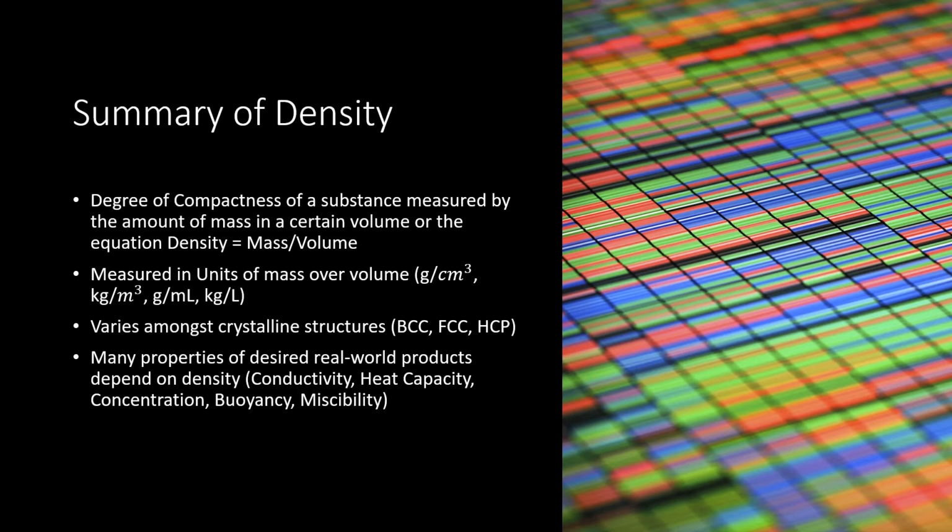So just to give an overall description of density, density is the degree of compactness of a substance, and it can be measured by the mass of a substance over its volume, or you could simply say the equation density equals mass over volume. Common units of density are grams per centimeter cubed and grams per milliliter, and other ones are kilograms per meter cubed and kilograms per liter.